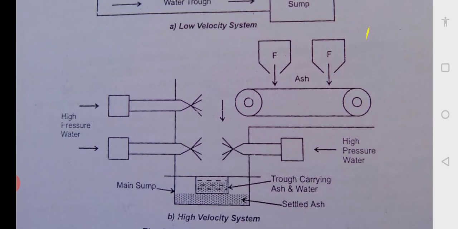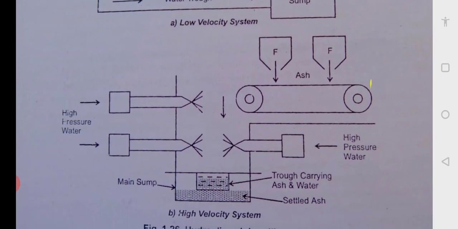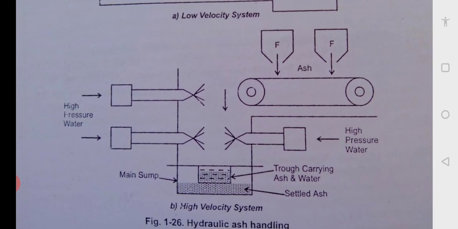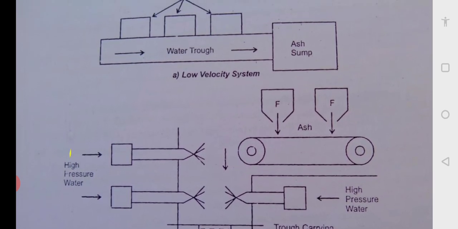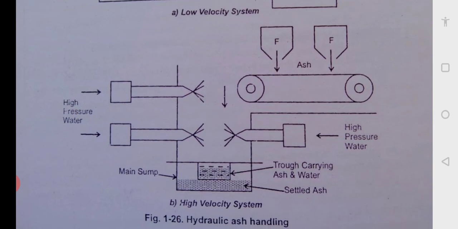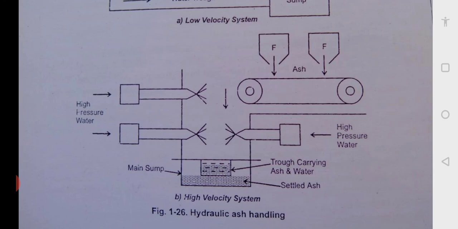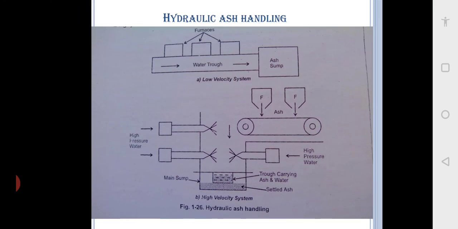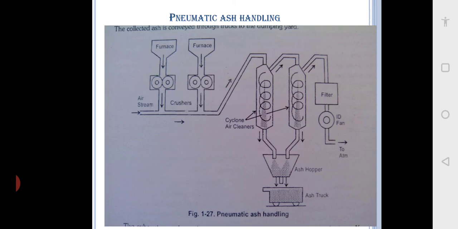This is the top one is the low velocity, and bottom is the high velocity system speed. So here the high velocity means, low velocity means the natural flow of water, and high velocity the high pressure water is supplied, so that from the furnace whatever ash is falling, this is cooled, okay, and the sump, and this water carries the ash, cools as well as carries. So this is a hydraulic system where water is used to convey.